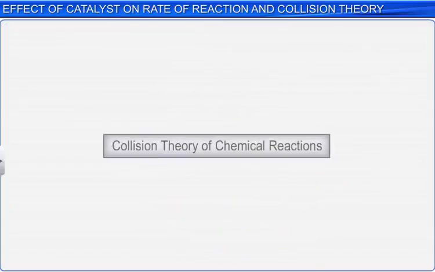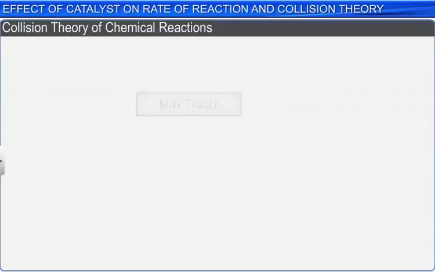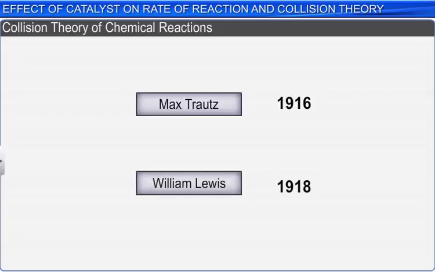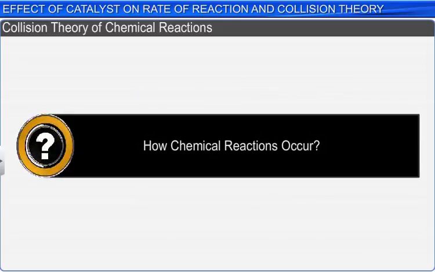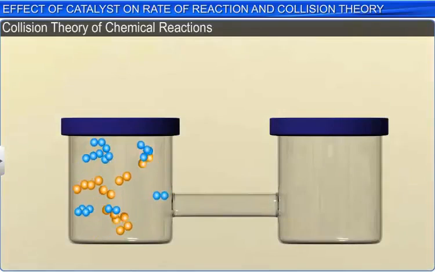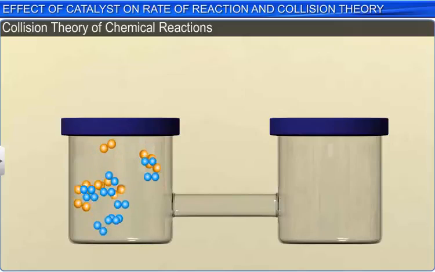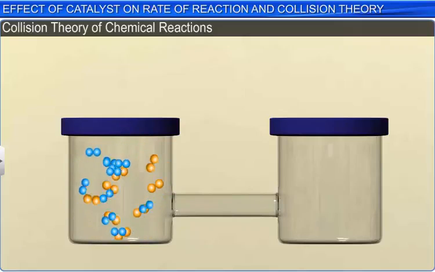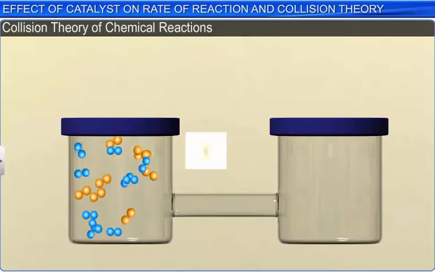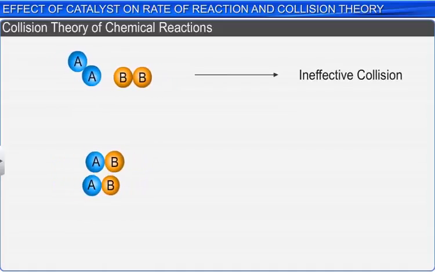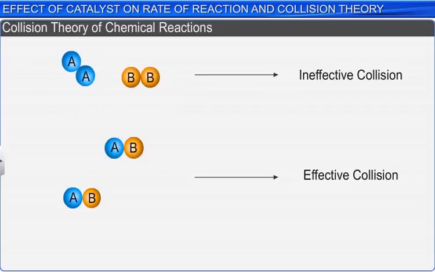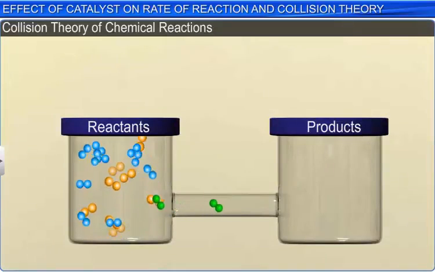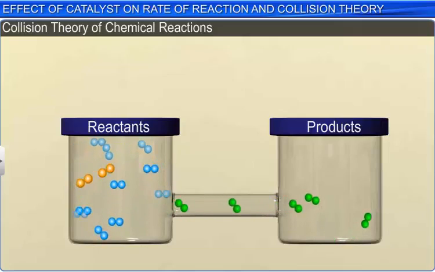Now let us arrive at the modified Arrhenius equation on the basis of the collision theory of chemical reactions. The collision theory was proposed individually by Max Trautz in 1916 and William Lewis in 1918. It explains how chemical reactions occur. According to this theory, chemical reactions occur when the hard, spherical molecules of reactants collide with each other. Also, the reactant particles must collide not only with sufficient energy, but also with the correct orientation. Such collisions are referred to as effective collisions. These collisions lead to the formation of the product.